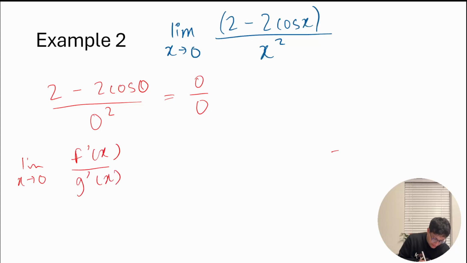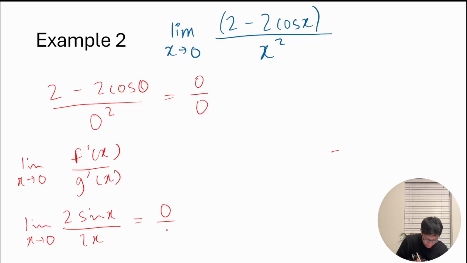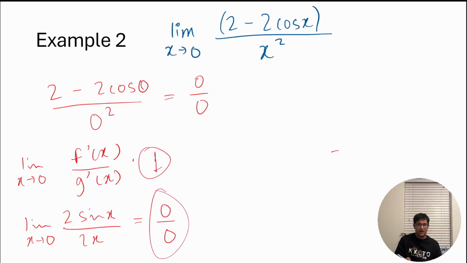Let's try differentiating it once and seeing what happens. So f dash of x and g dash of x become: minus 2 cos x just becomes 2 sine x, and x squared just becomes 2x. So if we substitute in 0 into this, sine of 0 is just 0, and 2 times 0 is 0. So now you see, we've already differentiated it once, and we've got 0 over 0 again.